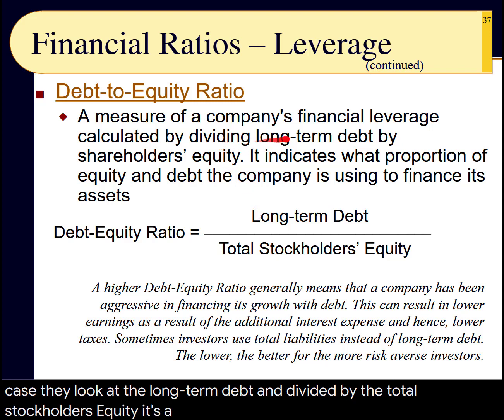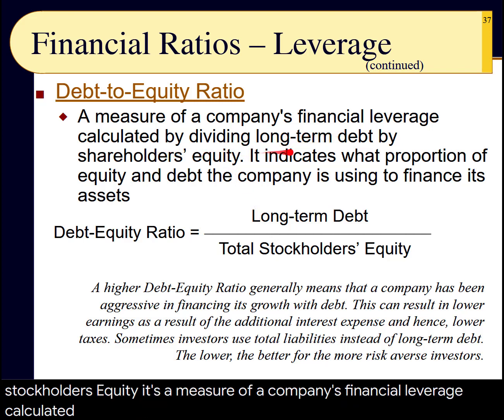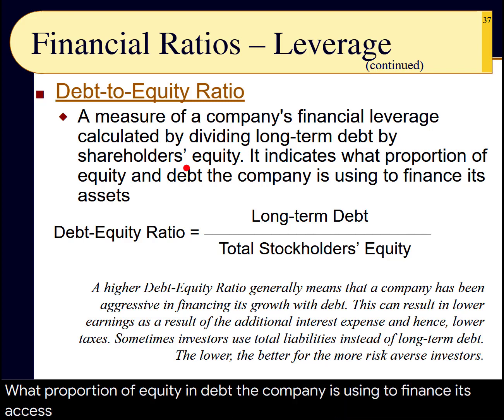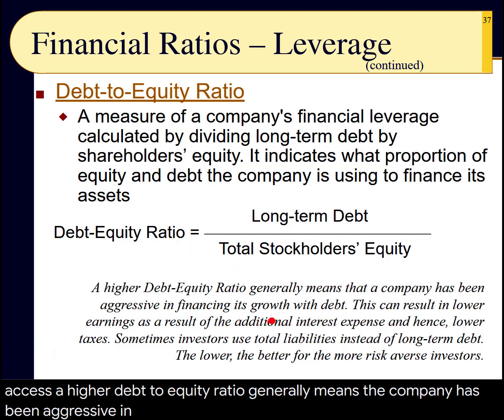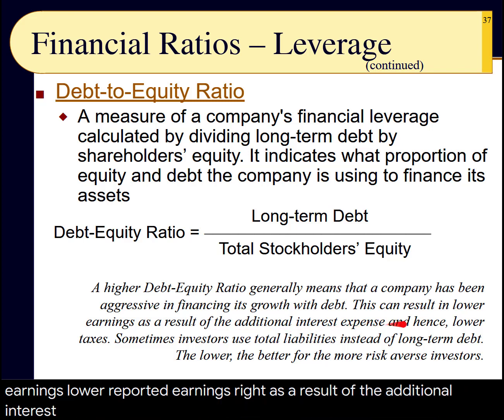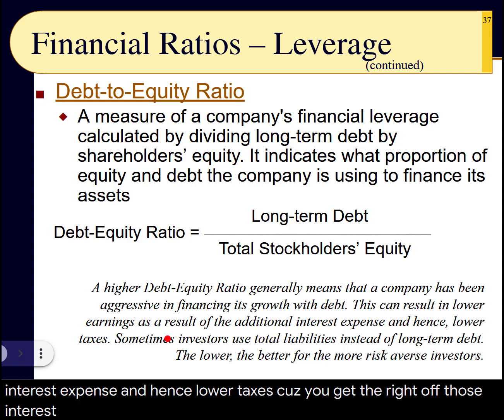It's a measure of a company's financial leverage calculated by dividing long-term debt by shareholders' equity. It indicates what proportion of equity and debt the company is using to finance its assets. A higher debt to equity ratio generally means that the company has been aggressive in financing its growth with debt. This can result in lower reported earnings as a result of the additional interest expense, and hence lower taxes, because you get to write off those interest payments.